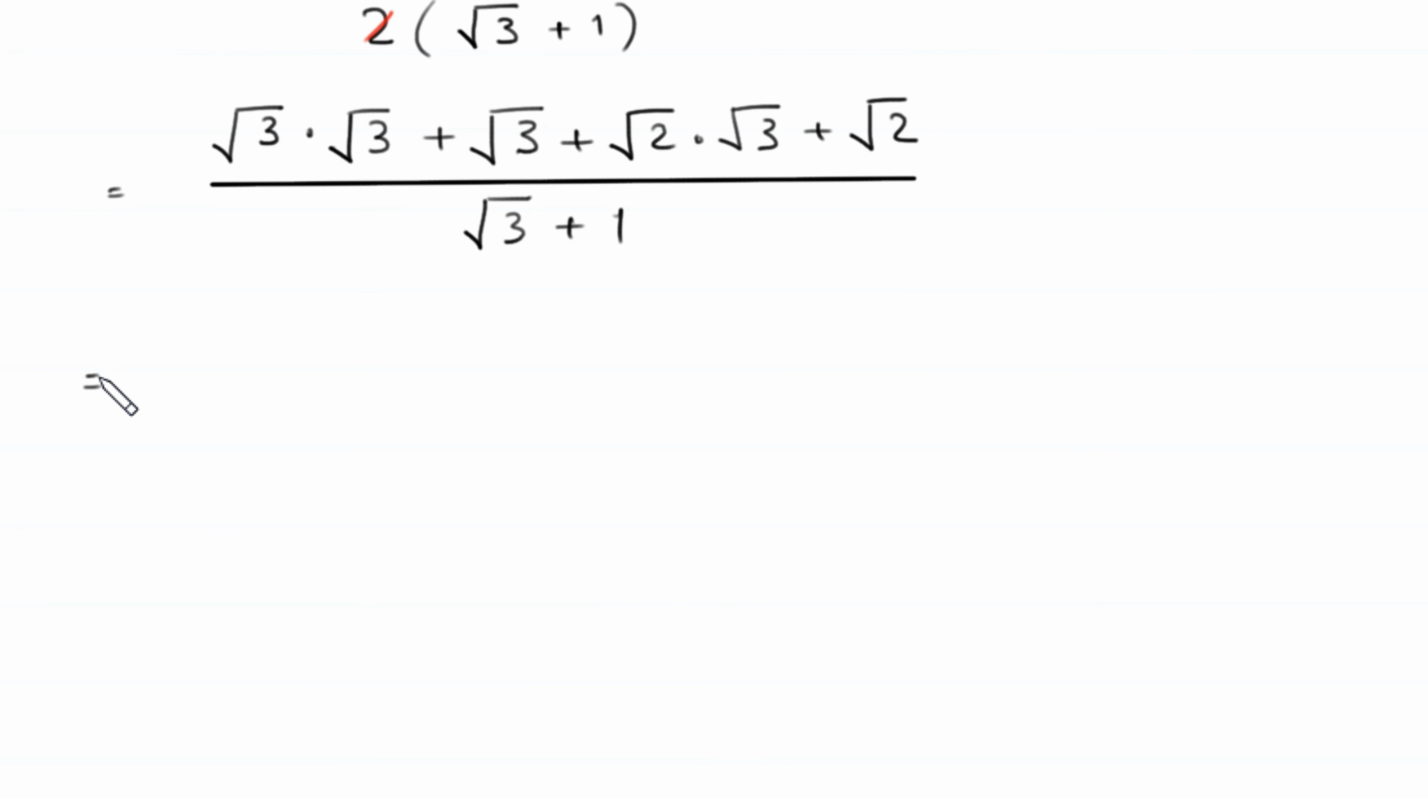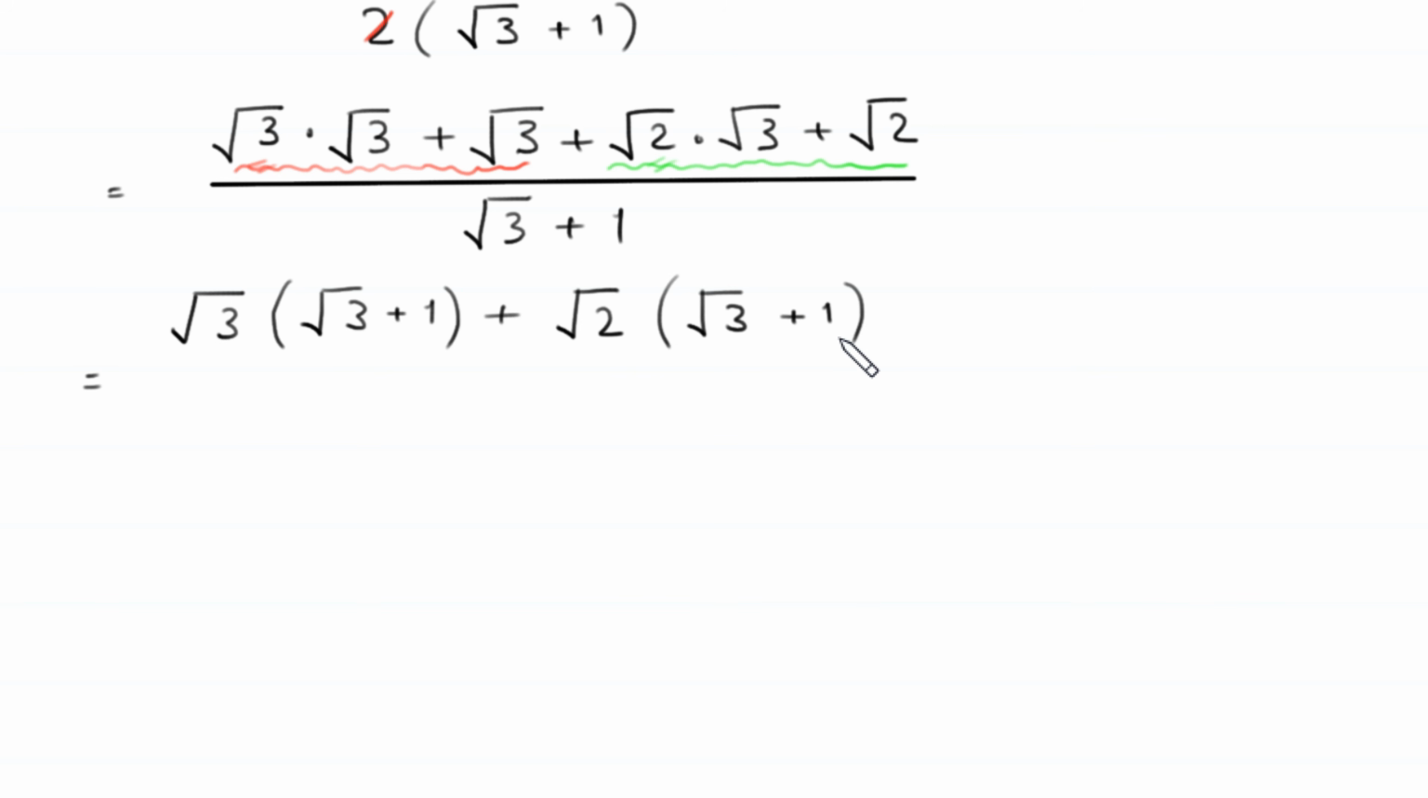Next, in the numerator, from these two terms, square root of 3 times square root of 3 plus square root of 3, we can factor out square root of 3 as a common factor, and in the bracket we are left with square root of 3 plus 1. And from these two terms, square root of 2 times square root of 3 plus square root of 2, we can factor out square root of 2 as a common factor, and in the bracket we are left with square root of 3 plus 1, divided by this expression square root of 3 plus 1.